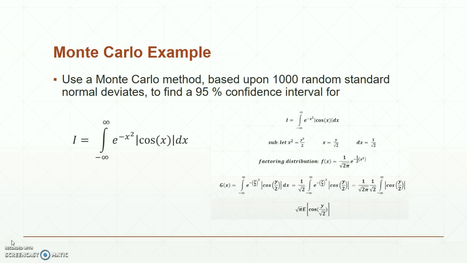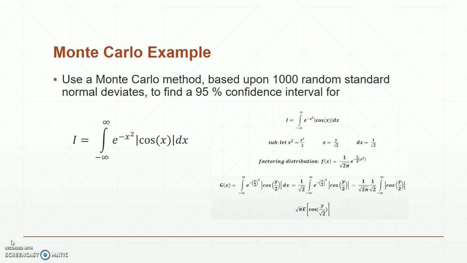So let's look at a Monte Carlo example. This is a fairly often used example when it comes to integration. In this example, we'll show that using a Monte Carlo method based on 1,000 random standard normal deviations, we can find a 95% confidence interval for the integral from negative infinity to infinity of e to the negative x squared times the absolute value of cosine of x dx.